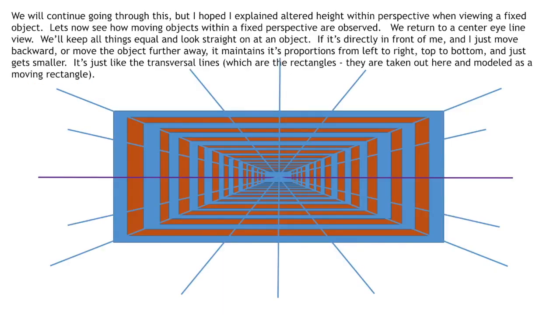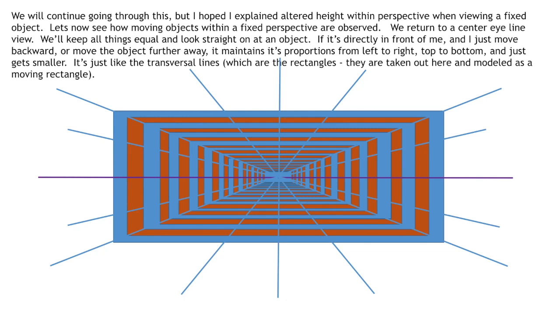So we'll continue going through this, but I hope I explained the altered height within perspective when viewing a fixed object. And let's now see how moving objects within a fixed perspective are observed. So again, in the previous examples, we might be moving our observer height within a fixed corridor or some other landscape, and now we are going to try to put objects within a fixed perspective and see how they travel off into the distance or get near.